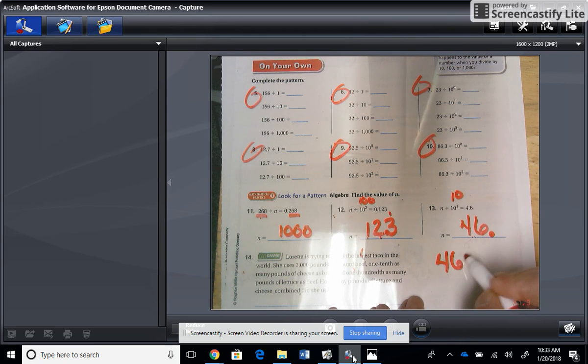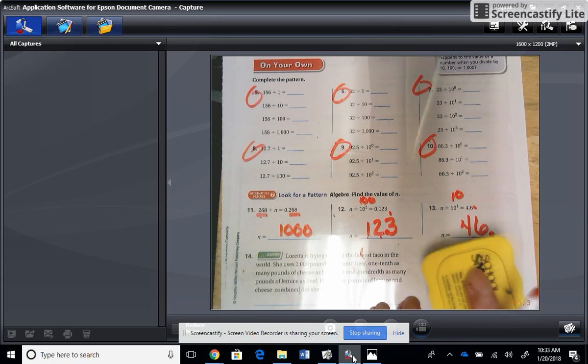Let's see if that works. 46 divided by 10 equals, right, 46. My decimal would be here. I would move it 1 place. I would get 4 6/10, and that's exactly what's up there.